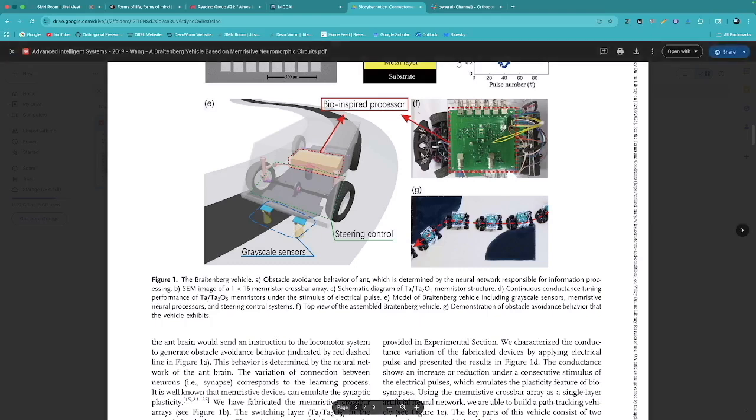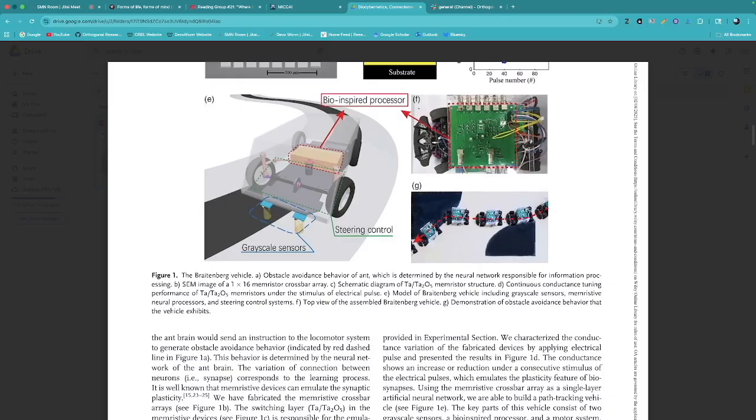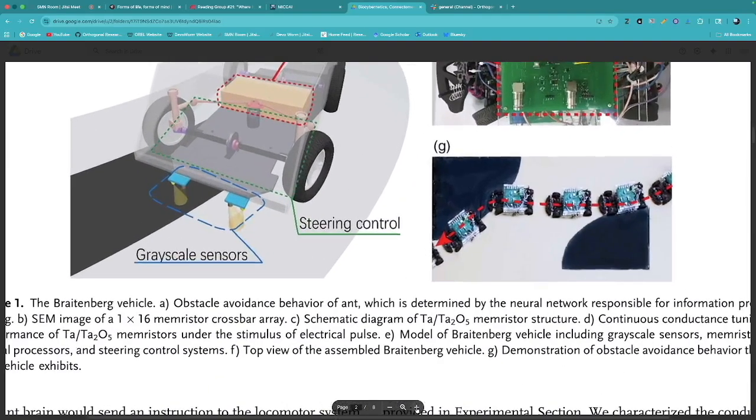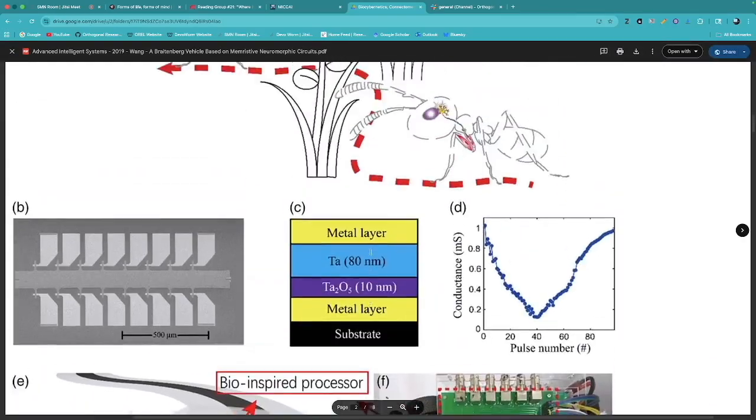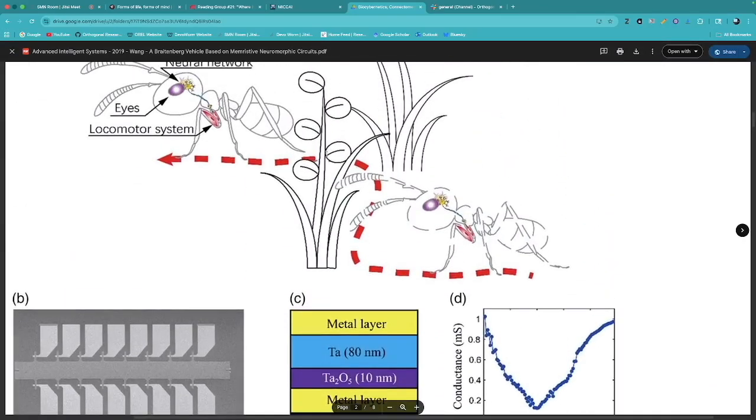F is the top view of this assembled Braitenberg vehicle. So here's the vehicle here. The sensors are down here. The wheels are here. This is the processor. The steering control is down here. This is a top view. And then G, demonstration of the obstacle avoidance behavior that the vehicle exhibits. If you can see here and compare with what we saw with the ants, we have this cluttered environment where you have obstacles, and the vehicle is able to get around those obstacles, much like we see with this ant avoiding this stalk.